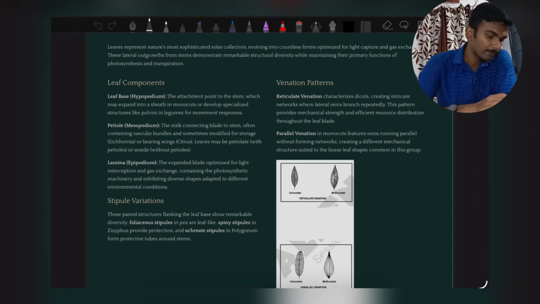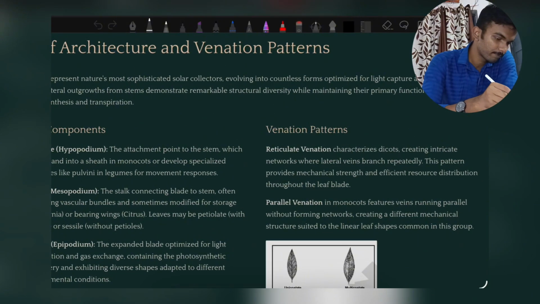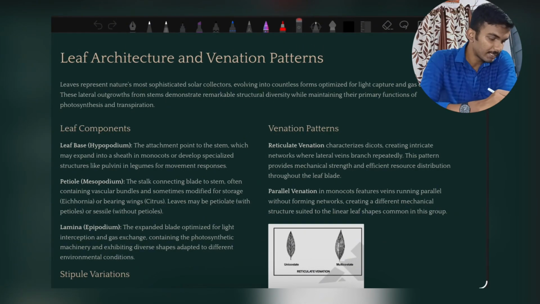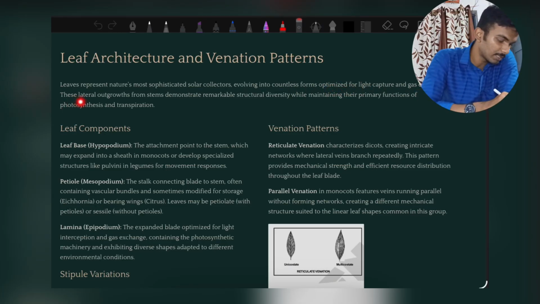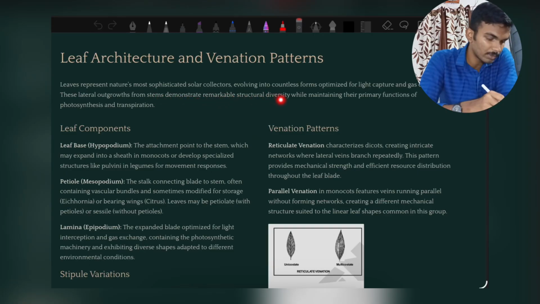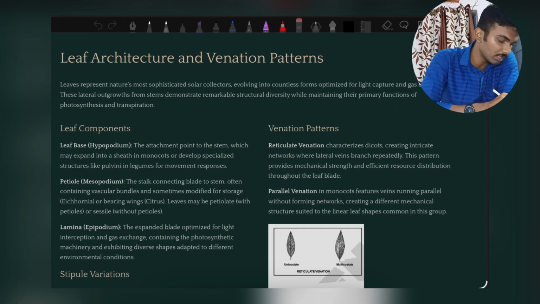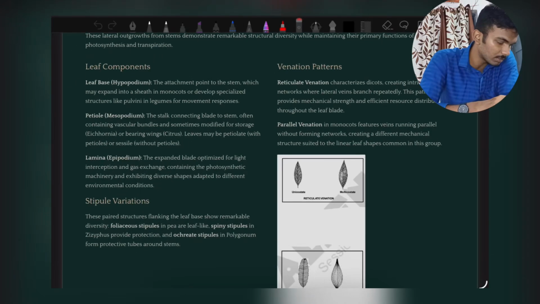Leaf architecture and venation patterns. Leaves represent nature's most sophisticated solar collectors, evolving into countless forms optimized for light capture and gas exchange. These lateral outgrowths from stems demonstrate remarkable structural diversity while maintaining the primary functions of photosynthesis and transpiration.